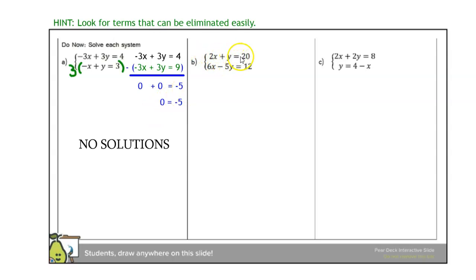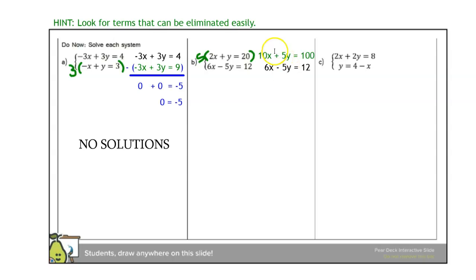I have 2x plus y is equal to 20 and 6x minus 5y is equal to 12. Again, I'm looking for terms that can be eliminated easily. I have a positive y here and a negative 5y here, so what I'd like to do is multiply the top equation by a 5, right? I'll get negative 5y on the bottom, positive 5y on the top. Then I can eliminate those terms very easily.